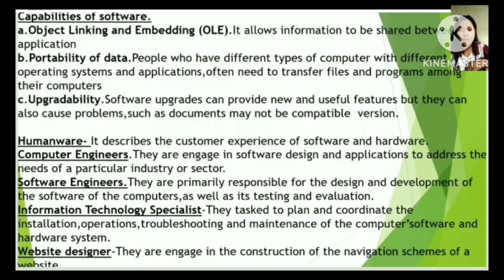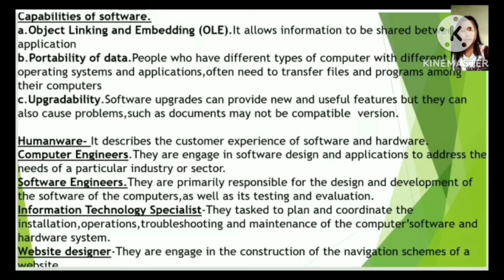Information technology specialists are tasked to plan and coordinate the installation, operation, troubleshooting, and maintenance of the computer software and the hardware system. Information technology job duties include troubleshooting and upgrading servers, keeping systems secure and performing well, providing information and user support, coordinating the installation of phones, printers, or computers, and planning information technology products.